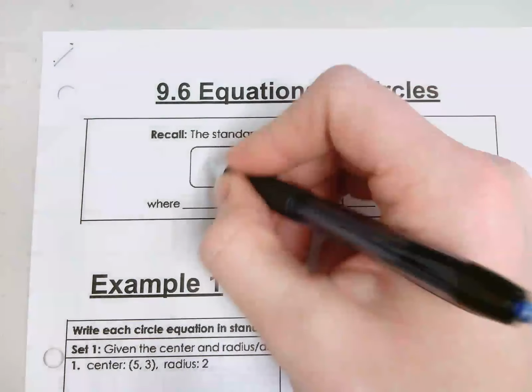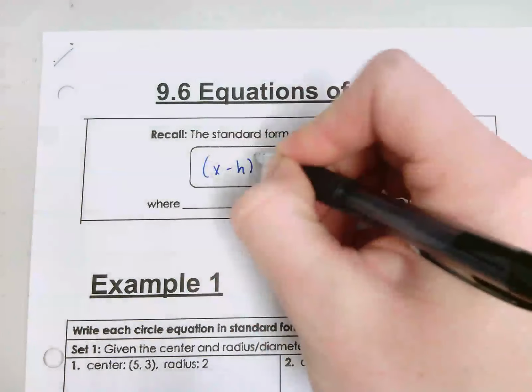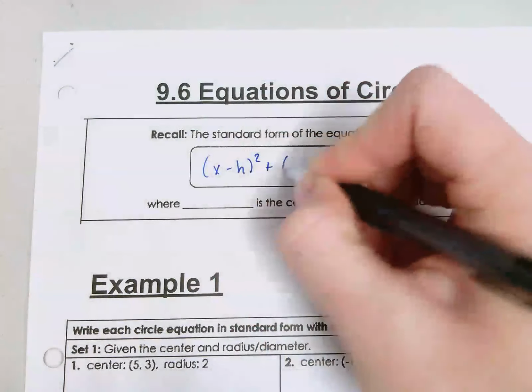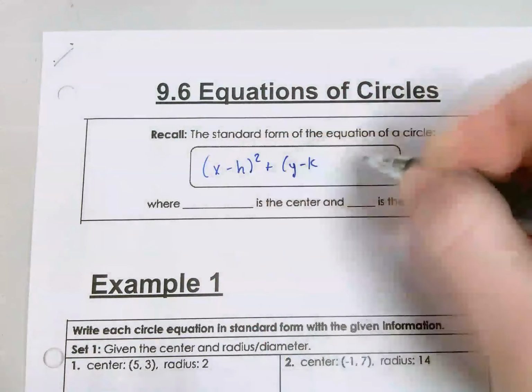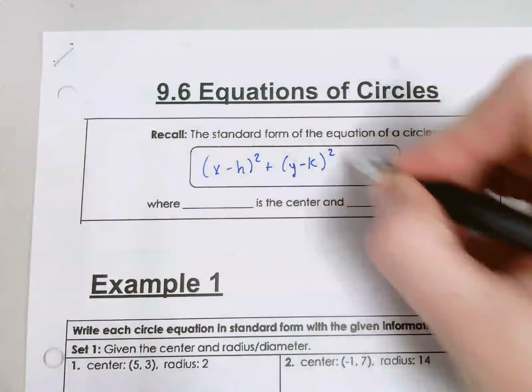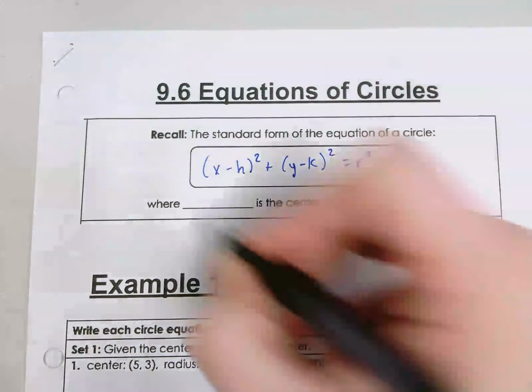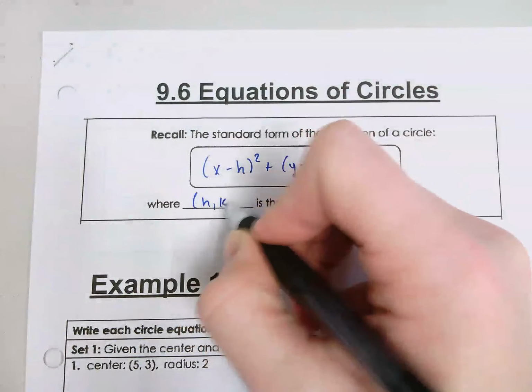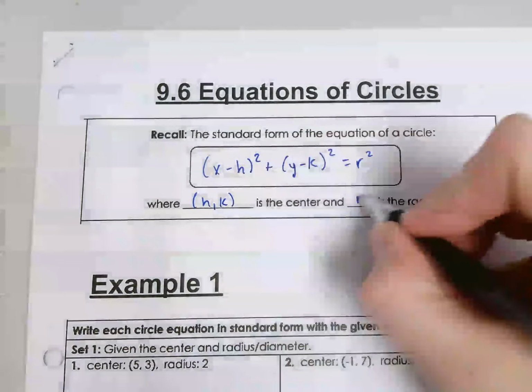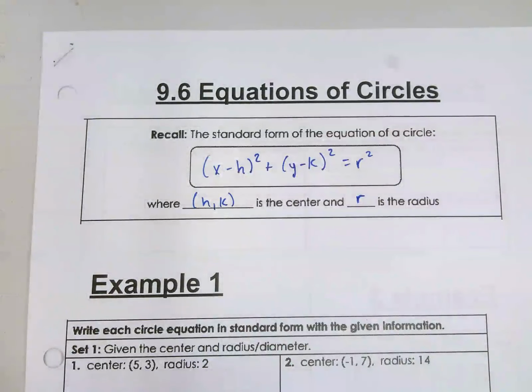9.6 Equations of circles. The first thing you need is the equation of a circle in standard form, which is (x − h)² + (y − k)² = r². The center is (h, k), and the radius is r. Now with that formula, you can use the following information and fill in.